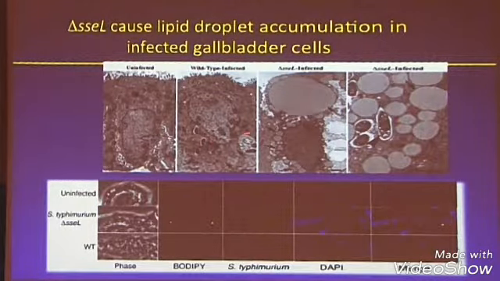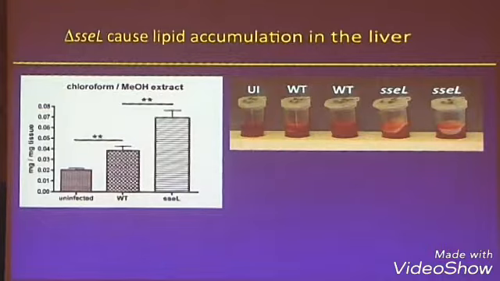And you can see some spectacular events in the SseL mutant. So here's uninfected gallbladders, wild type infected has a few lipid droplets, but look what happens in the SseL mutant. Profound effects in the cell. You can also stain the lipid droplets with this thing called BODIPY, which is a lipid stain, and you can see that in the mutant you get a lot more lipid droplet staining here. You can even extract the lipids and just measure them, and you can see that in the SseL mutant there's just way more. There are huge amounts of lipids in this SseL mutant.